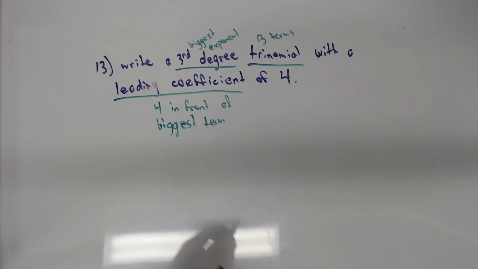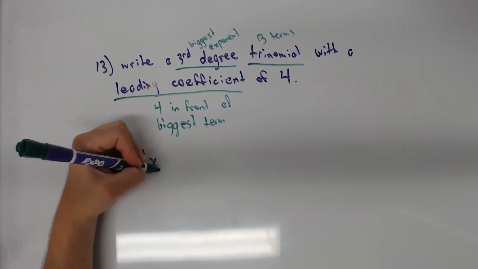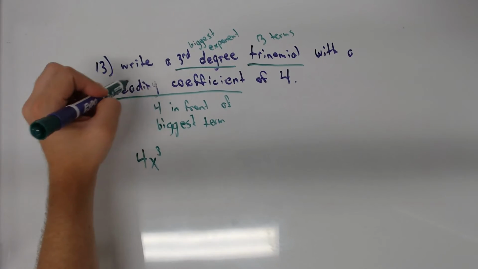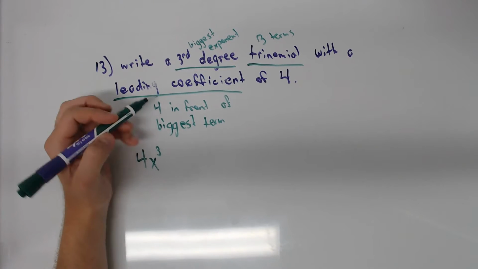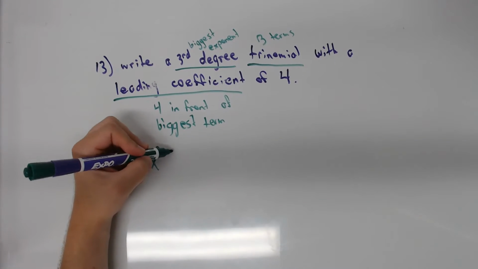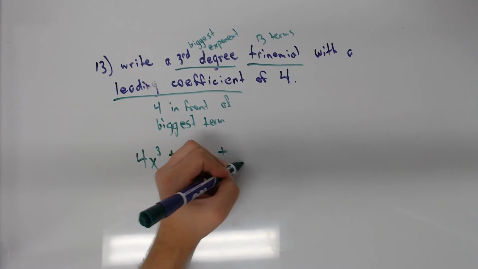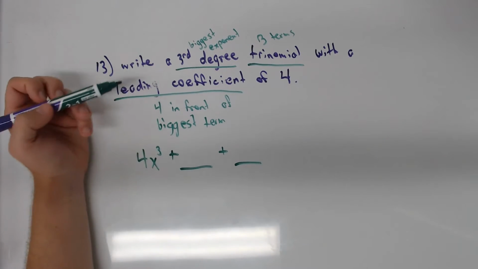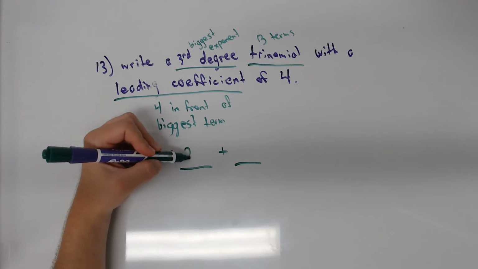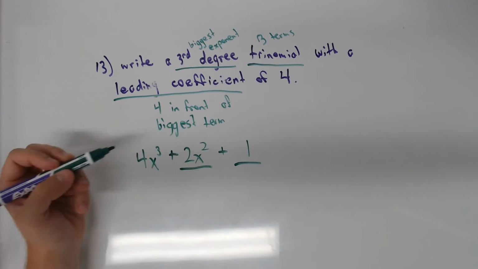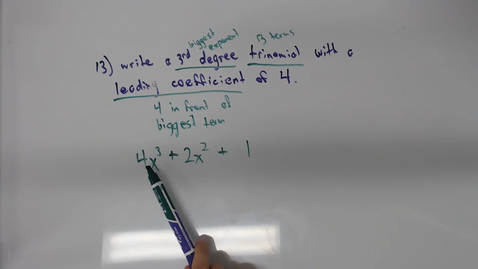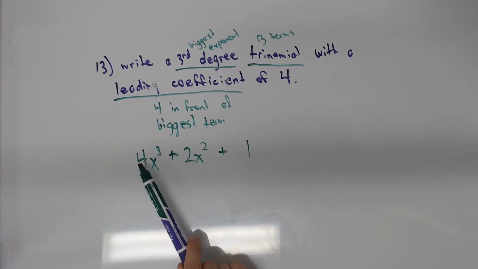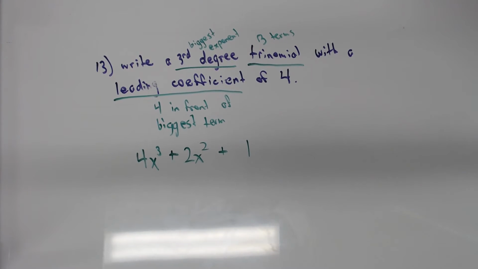So to write this, I'm going to put a 4x cubed, and that takes care of the leading coefficient and the third degree part. Now I just need to make sure I write 2 more terms to get 3 terms, so plus something, and I have to make sure I don't go over 3 on the exponent. So I could do like 2x squared plus 1. So check all my boxes here. 3 terms. The biggest exponent is a 3, and the leading coefficient is a 4. The 4 is in front of that x cubed term.